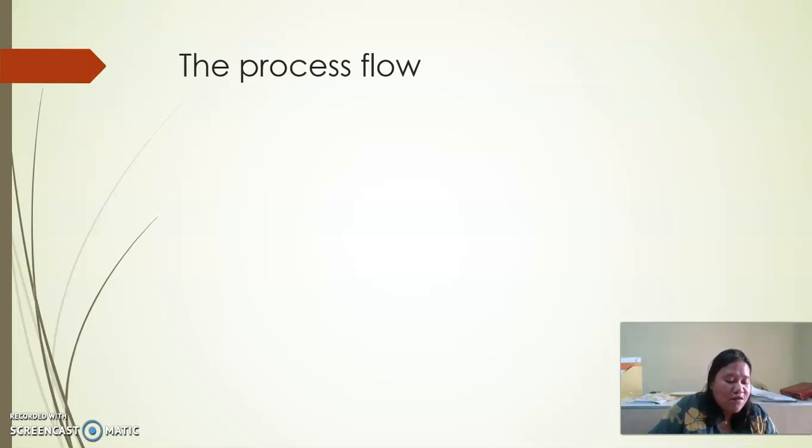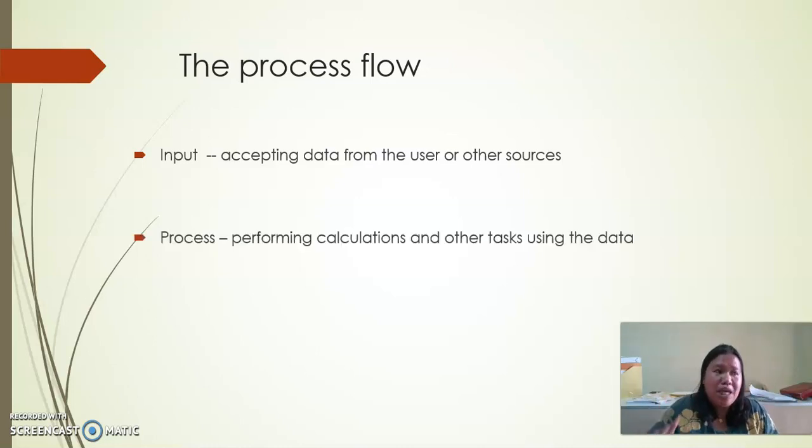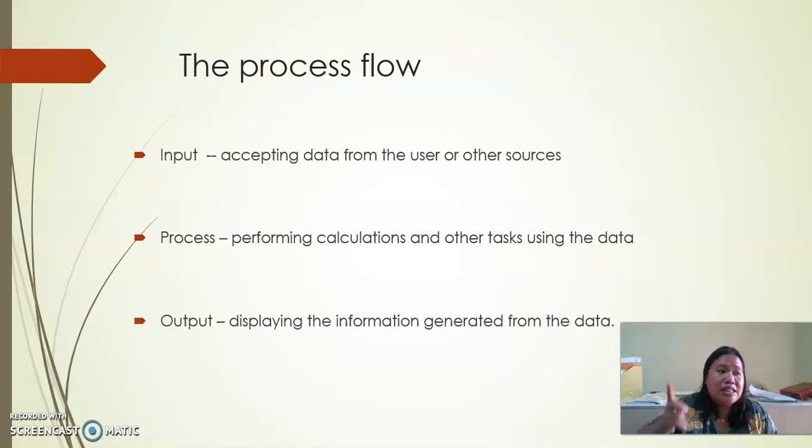The process flow has three basic parts. First, input. What is input? This is the time when data is accepted from the user or other sources. B, process: performing calculations and other tasks using the data. C, output: displaying the information generated from the data.